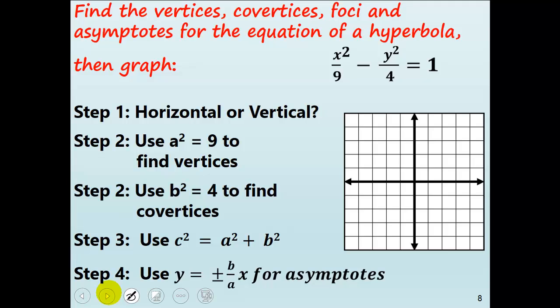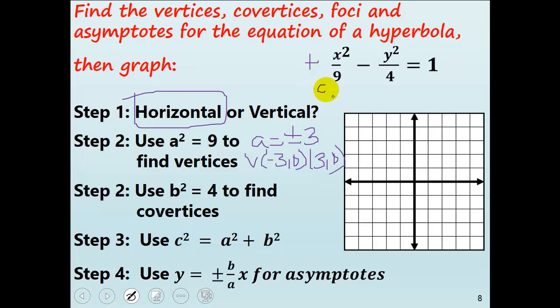Now we're going to do a little bit of graphing. We want to find the vertices, covertices, foci, asymptotes, and we want to graph. First look at your equation and determine whether it's horizontal or vertical. Which one of these variables has a positive sign in front of it? X squared. So that means this is going to be a horizontal hyperbola. Use a squared equals 9 to find the vertices. If a squared equals 9, then a equals plus or minus 3, and that means the vertices are negative 3, 0, and 3, 0.